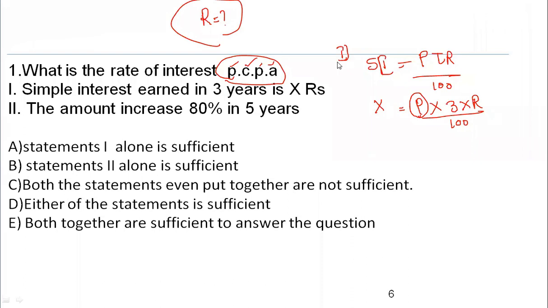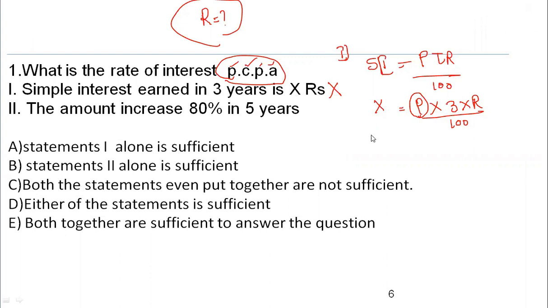Okay. I'm repeating this once again. We know the formula of simple interest, PTR by 100. If you substitute the interest and the time period, as the principal value is not known to us, we can't solve for the rate of interest. It is not a numerical value, it is still a variable. So we can't answer the question with the first statement alone. So keep that aside. Don't combine both the statements when you are unable to answer the question with the first statement alone. Let us try solving the question with the second statement alone.